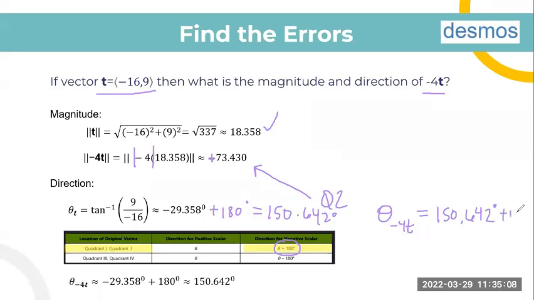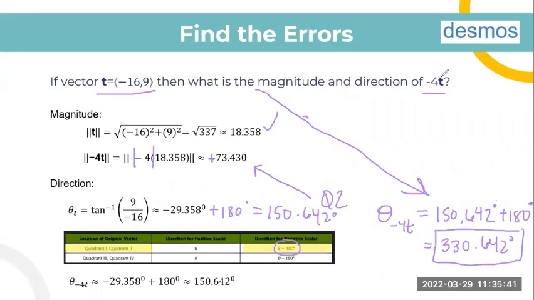Okay. And you can use the table, or like I said, what I like to do is sketch this. This is my vector t, then I know my vector -4t is going to be 4 times the size, and it's going to be in exactly the opposite direction. So I can see that this is going to be in quadrant 4 when I'm done. So if I have 150 degrees, I know I need to add 180 to get me to that 4th quadrant. And so this would be the direction of -4t.